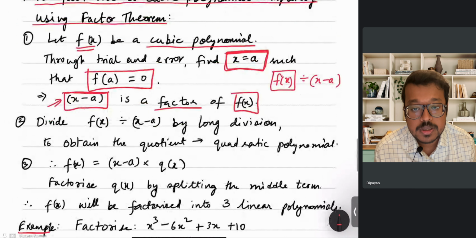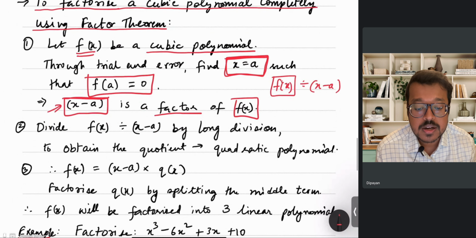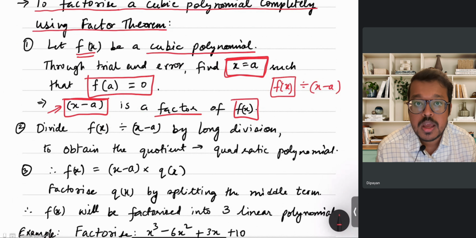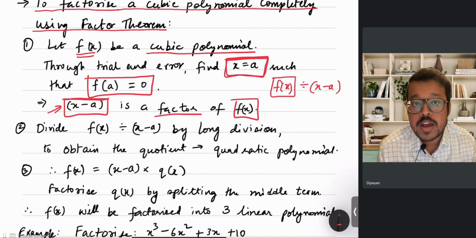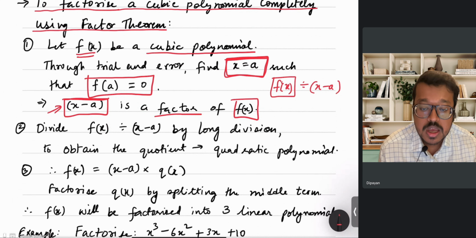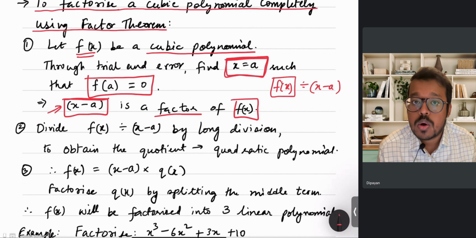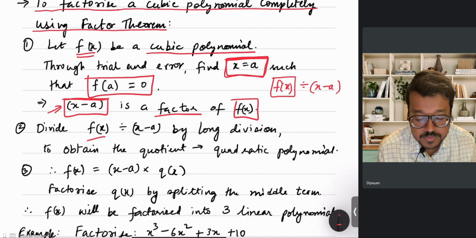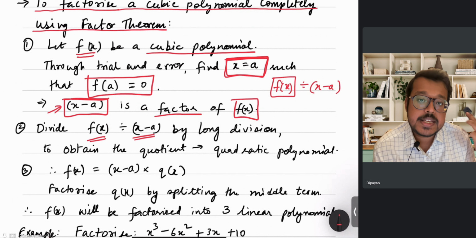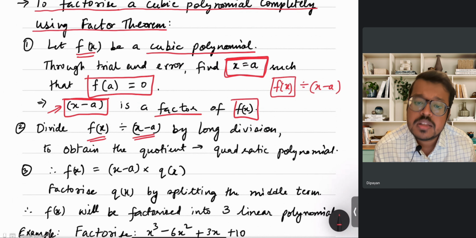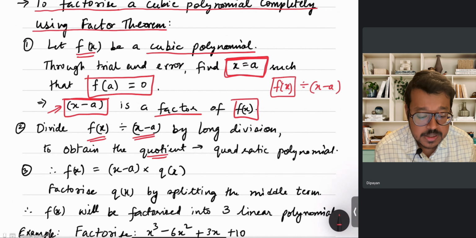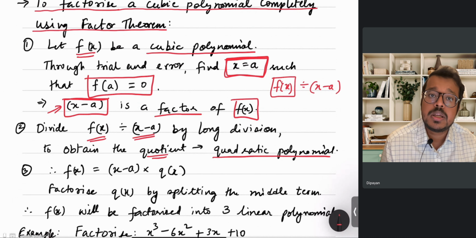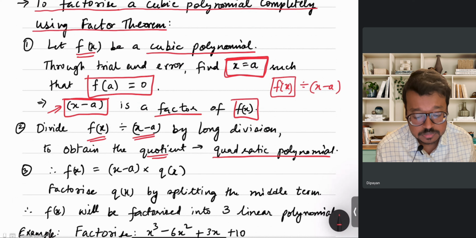Now I am able to find out one linear factor of the cubic polynomial, but the cubic polynomial can have up to 3 linear factors. So I have to still find out the remaining factors. How can I do that? I will do a long division of polynomial f of x divided by x minus a. Now since x minus a is a factor of f of x, the remainder will be 0, and I will be able to find out what's the quotient exactly, and the quotient we are expecting to be a quadratic polynomial. It will be a polynomial with degree 2.